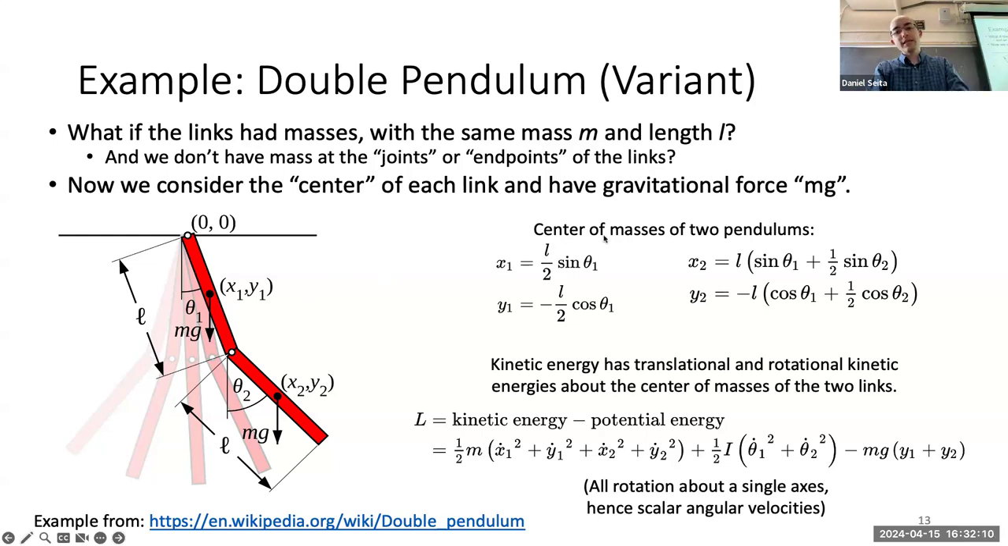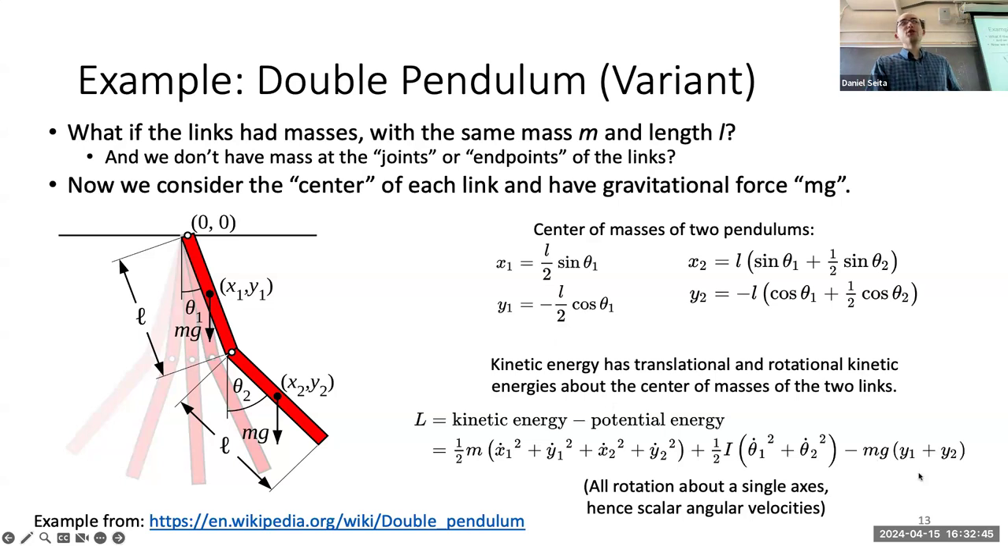All right, so for the centers of mass of the two pendulums, there's x1 and y1 for the first one, and x2 and y2 for the second one. That's mostly an exercise in trigonometry, so I think most of you will be able to do that if you have enough time. We won't need to do the computation now, but let's look at the kinetic and potential energy.